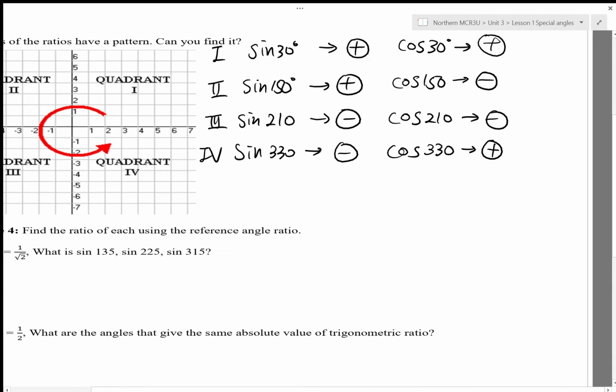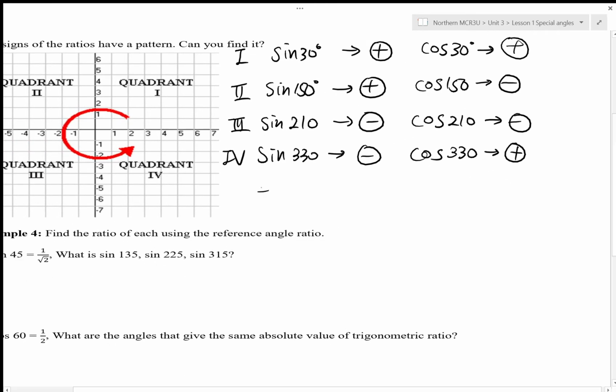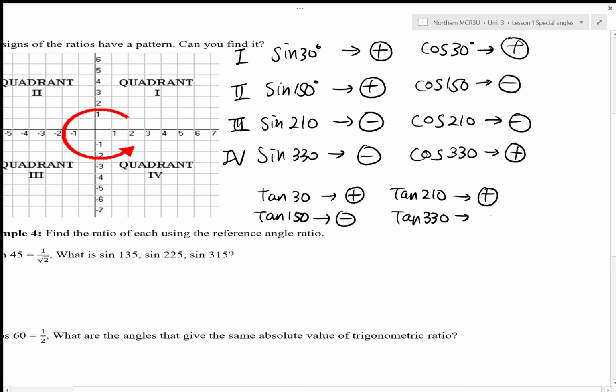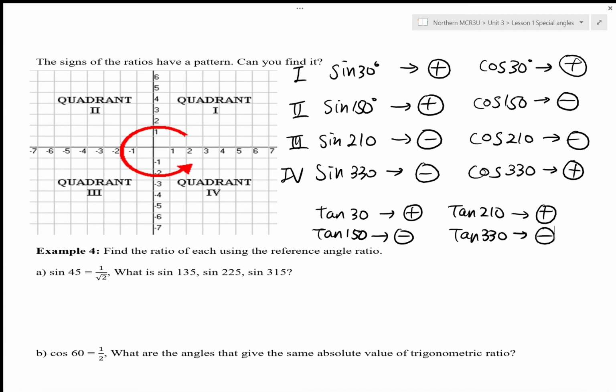And then lastly, it's the tangent. So for the tangent, 30 told you that it is positive. Tangent 150 is negative. Tangent 210 was positive. Now tangent 330 is negative. Now there's a system called CAST. Okay, but before we introduce that, let's actually see. So what I'm going to do is this.